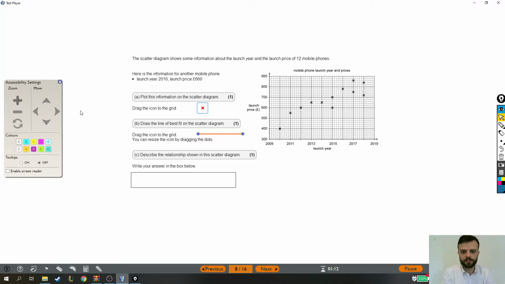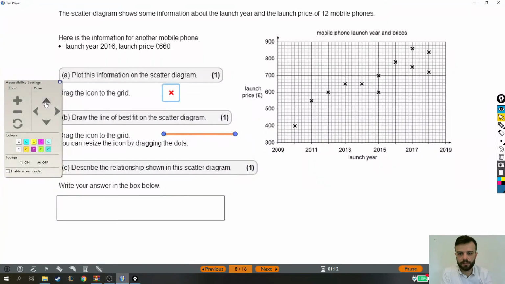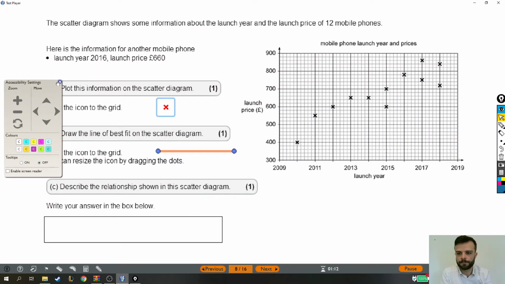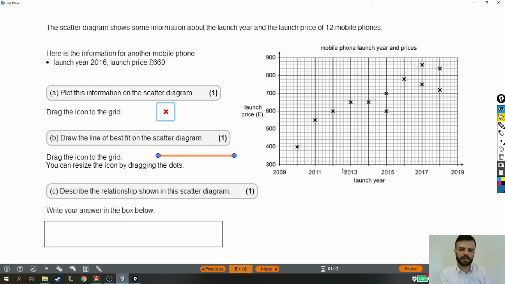Okay, so with this question, I first want to explain that it is very small on the screen at the moment. And if I zoom in, it does get quite blurry. I'm not sure why that is. But I am going to keep it quite big because I want it to be really clear when we do the scatter diagram. But yeah, the text is a little bit blurry.